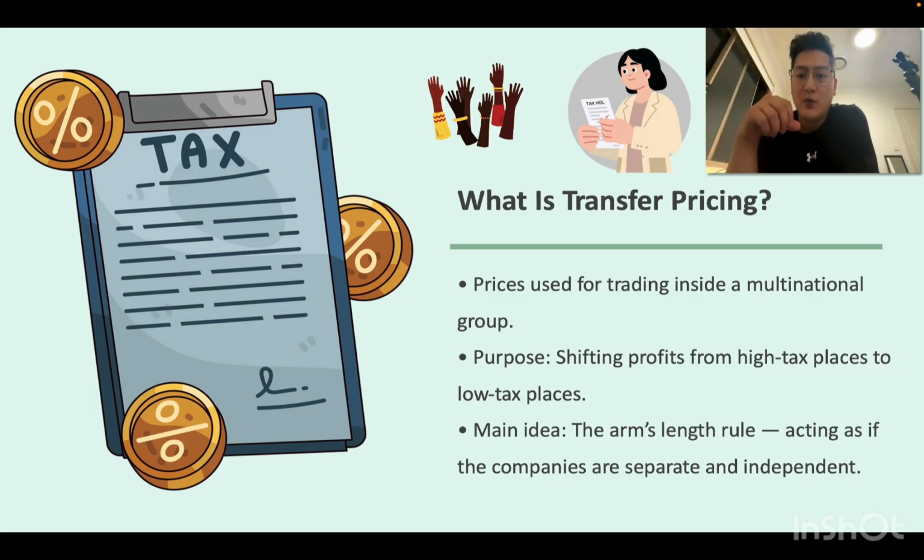However, the real purpose for big companies is to shift profits. They move money from countries with high taxes, like Australia, to countries with low or no taxes, often called tax havens.